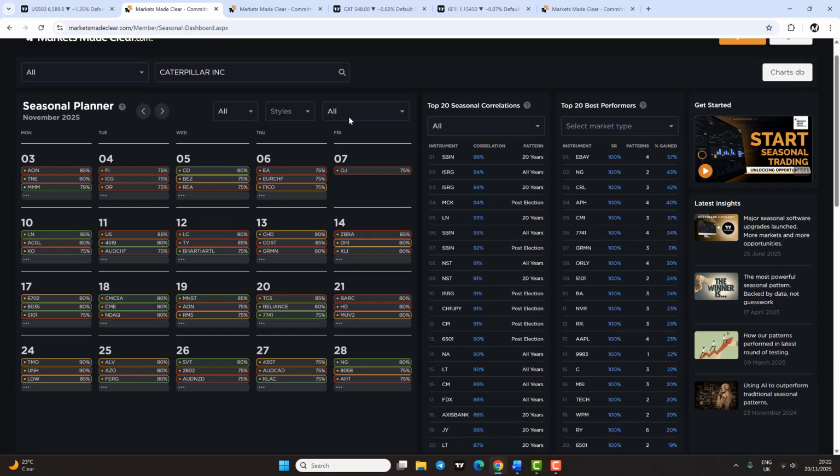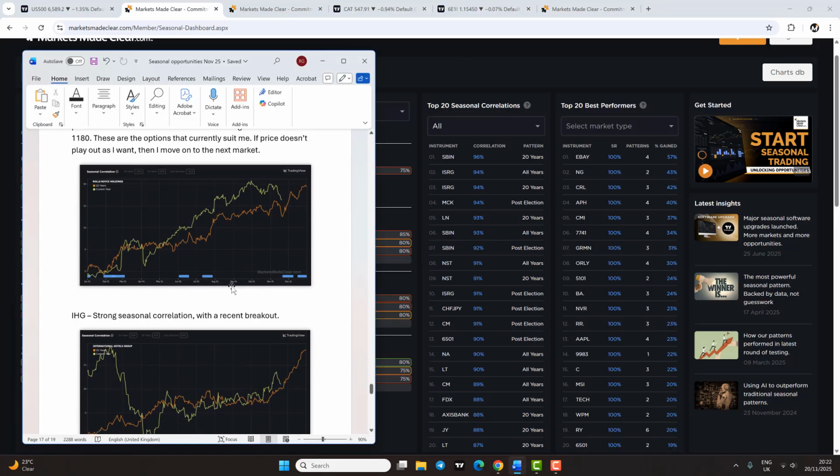You can filter down to optimal. Obviously, you can filter by different asset classes as well. By default, it just shows absolutely everything. But there's loads I could have put on here.